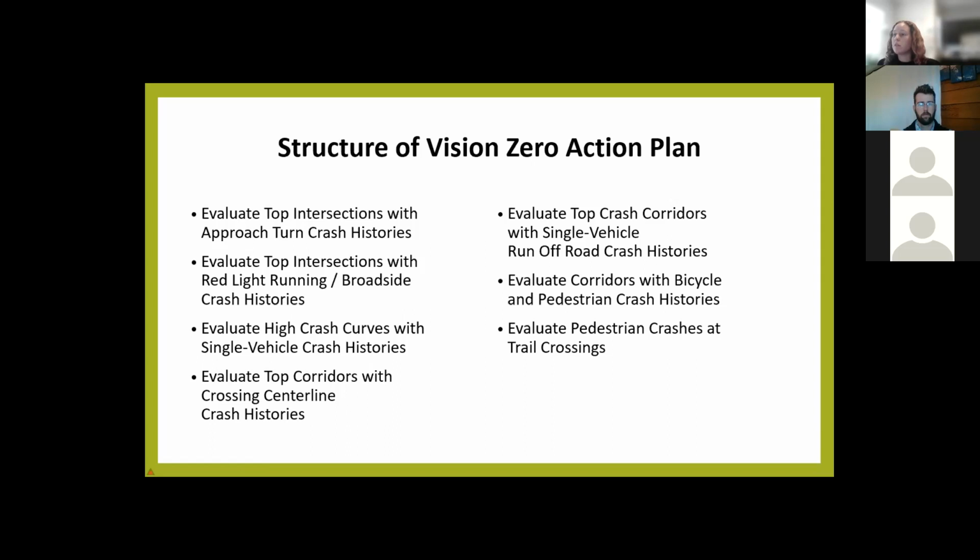And then one final note here is that while a handful of these locations are undergoing safety improvements or have recently, part of our Vision Zero work moving forward will also include continuing to monitor crash trends at these locations, if there are any, and then including all these findings in our future Vision Zero updates.